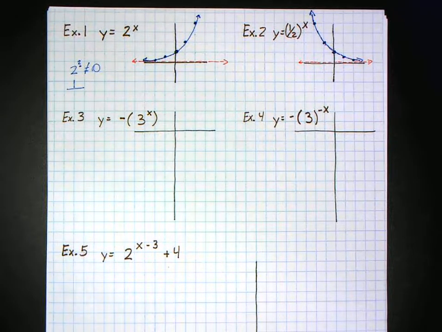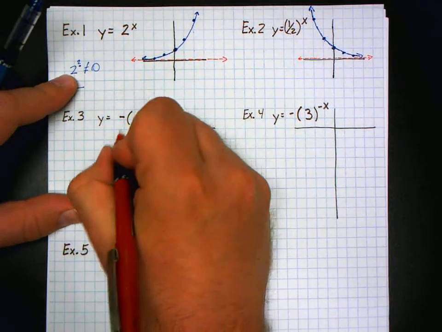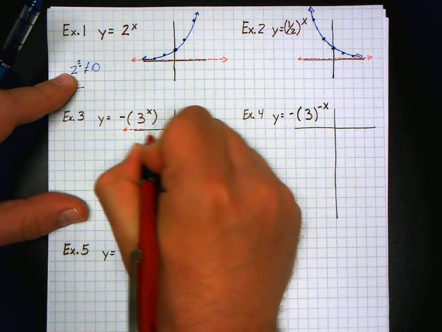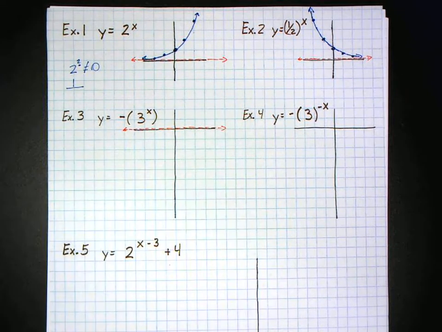Okay, so that's what all your functions should look like basically. You should either have a growth function or a decay function. Okay, example A, I put a negative in front of it so you could see what that would look like. Now, the negative doesn't change our asymptote. The only thing that changes our asymptote would be a k value.